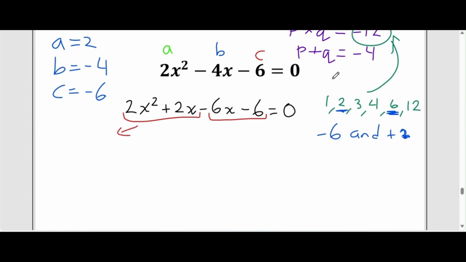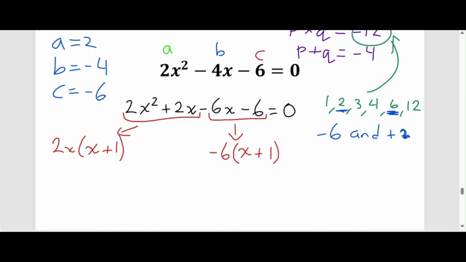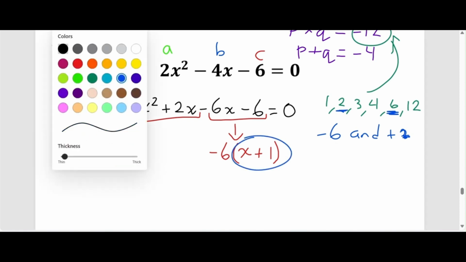So now what we do is we factor out the common term. In this case, it'd be 2x, x plus 1, right? And then for the second portion, -6x minus 6, we figure out that -6 is the common term here. So -6 times x plus 1. Now you'll realize that, wait a minute, there's the same term in the brackets for both portions of the expression.